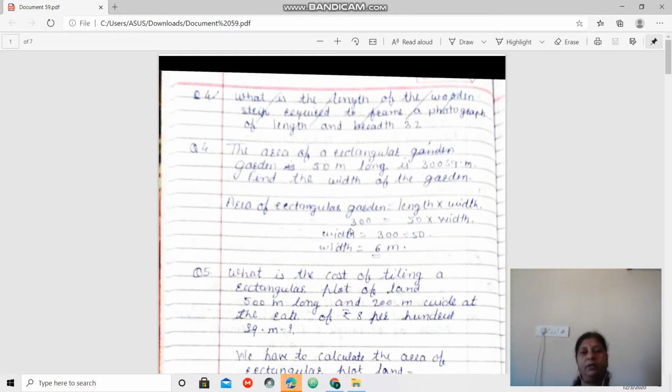The area of a rectangular garden is equal to length into width, right? So 300 is equal to 50 multiplied by width. So width is equal to 300 divided by 50, that is, width is equal to 6 meter. Clear? Now next, fifth example.